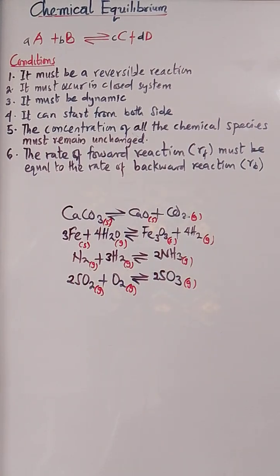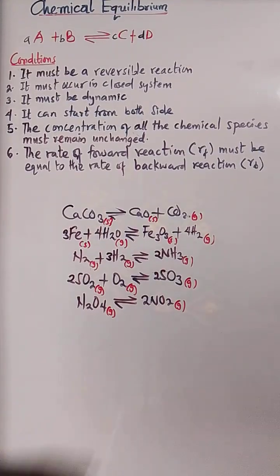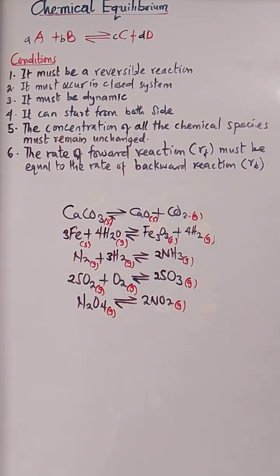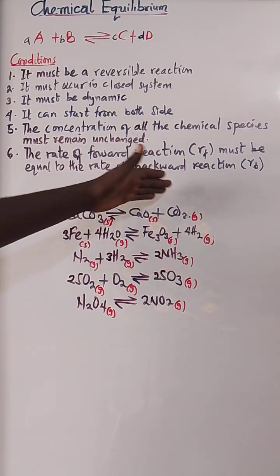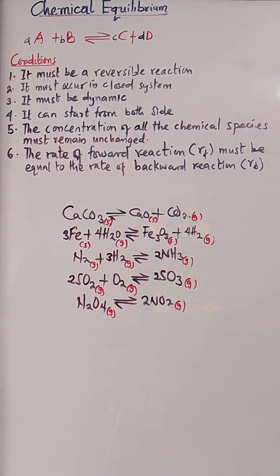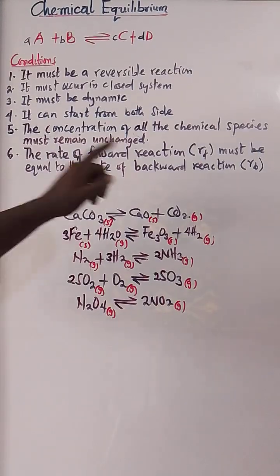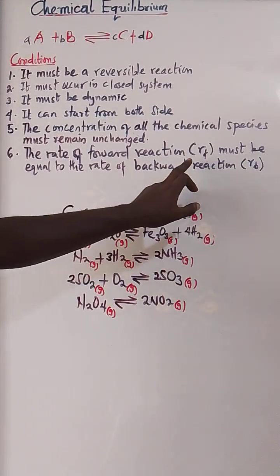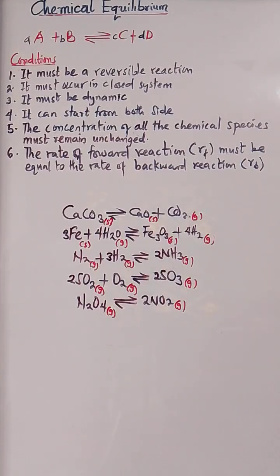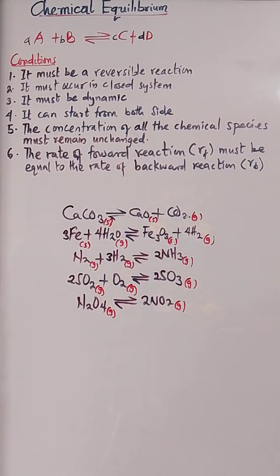Let's give one more. All these are examples of chemical equilibrium, whereby this can give us this, and we have the reverse case under certain conditions. In our last class we talked about the rate of chemical reaction. Here we have RF, the rate of forward reaction, and the backward reaction. So what is the connection between the rate of chemical reaction and the concentration in terms of this balanced equation?